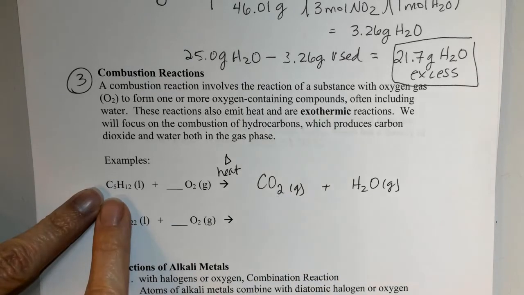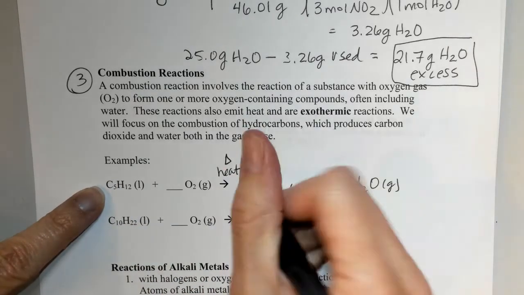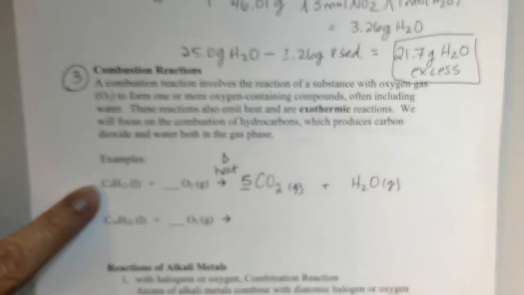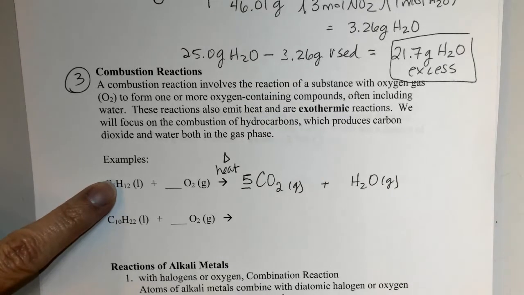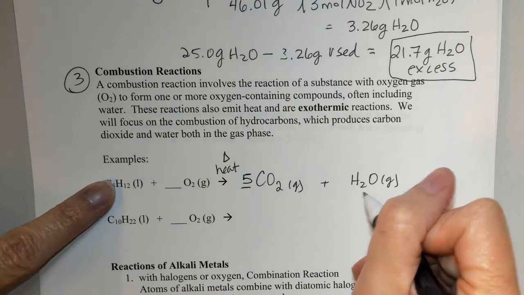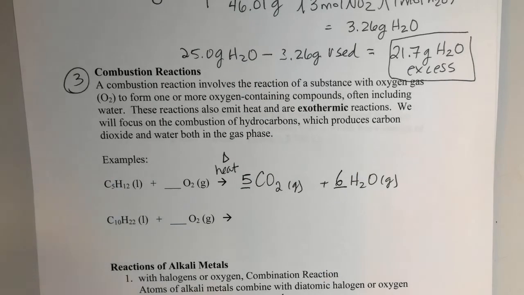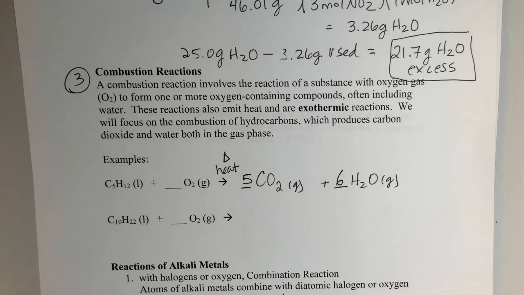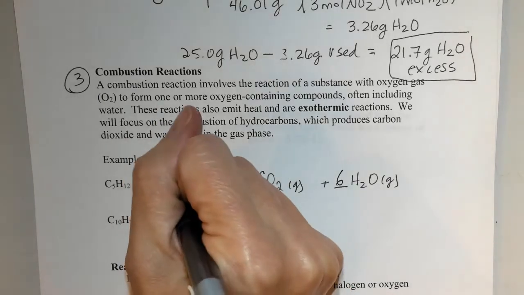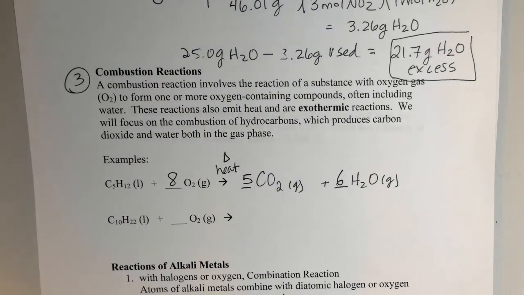There are 5 carbons in C5H12, so we're going to make 5 CO2s. There are 12 hydrogens in the hydrocarbon on the reactant side, so the multiple of 2 to get me to 12 means a 6 in front of the H2O. And then when I look at my oxygens, I've got 10 in the carbon dioxide plus another 6 in the water, so 16 total. The multiple of 2 to get me to 16 is an 8. So an 8 goes in front of the oxygen on the reactant side.